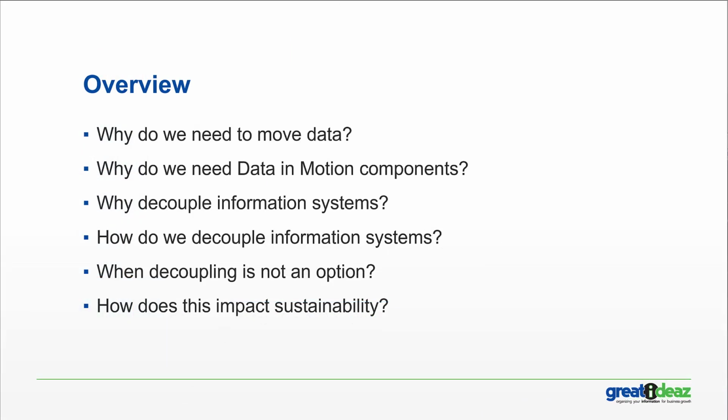So to understand data flows completely, we need to ask a few basic questions. First of all, why do we need to move data in the first place? And then why should we use a set of data in motion components? So why should we go through the process of making this a generic service rather than just implementing a bunch of point-to-point solutions? Clearly, our focus in this tutorial is going to be around decoupling. So we're going to look at why do we decouple information systems as it relates to data in motion? How do we decouple information systems? And then if decoupling doesn't meet the requirements, what do we do instead? And then finally, as always in this video series, we'll look at how does this impact sustainability of the solutions that we build.